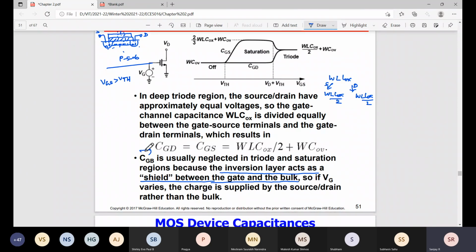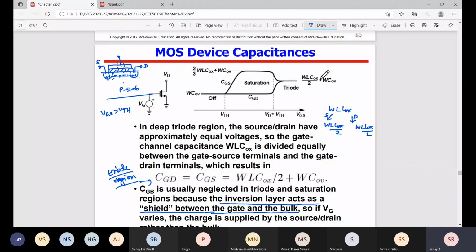So you can see I am mentioning the triode region. This is CGS, this is CGD. So CGS is equal to CGD. What is the formula? Half of WLCox plus the overlap capacitance. Both are equal here. CGS and CGD are equal. Is it understandable? Any doubts here?